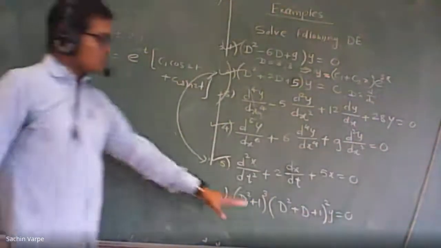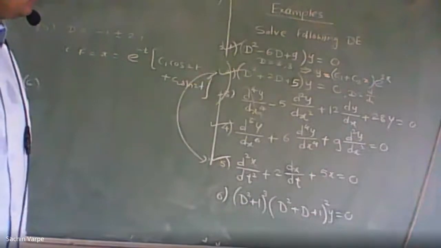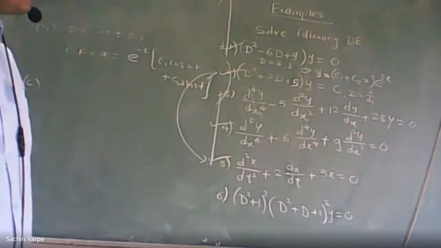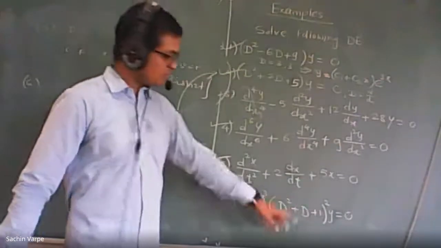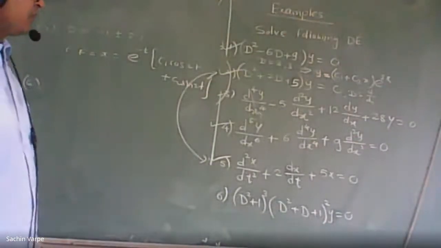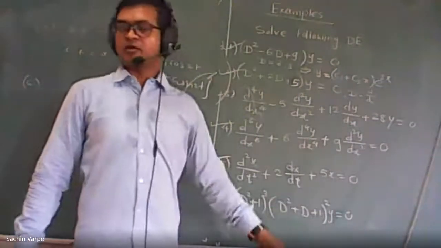Here, what is the order of this differential equation in question number 6? Are you sure it is 6? Check once. It is 10, isn't it? Because for the first factor the order is 6, and for the second factor the order is 4, and combined the order is 10. So we should have 10 roots and 10 arbitrary constants in the complementary function.